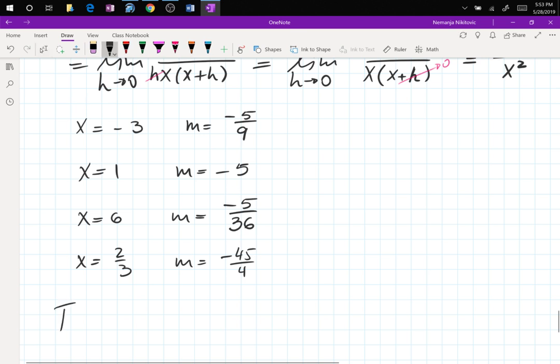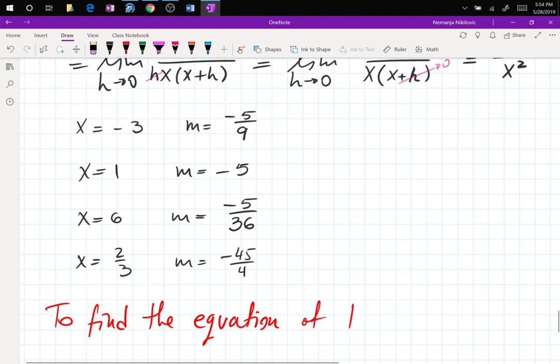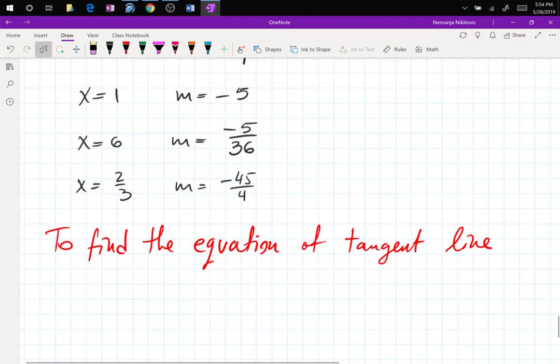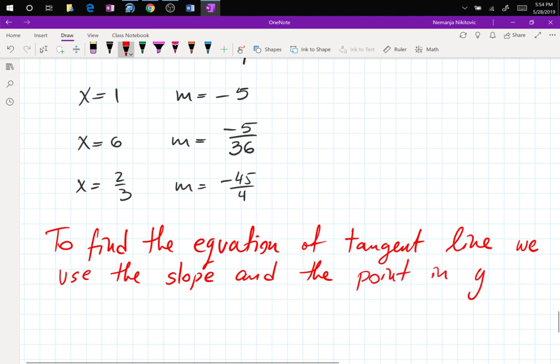So, let me write that in blood. To find the equation of the tangent line, we use the slope and the point in y equals mx plus b, or y minus y1 equals m times x minus x1, depending on which one you like better. I don't care.